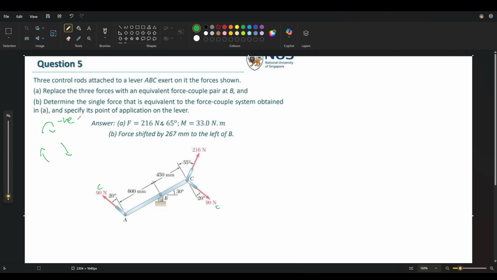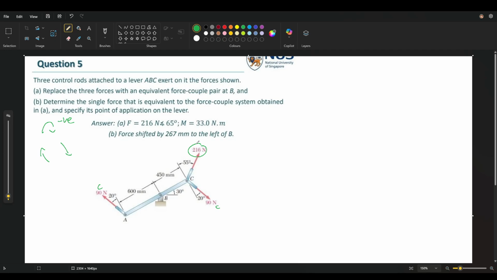Right, so now that we have removed this 90 newtons to become a couple, let's just find the resultant force. We'll come back to the couple later. So the resultant force is fairly simple. You're only left with that one red arrow that we haven't touched yet. And if you haven't already noticed, it's basically 216 newtons. Okay, 216 newtons.